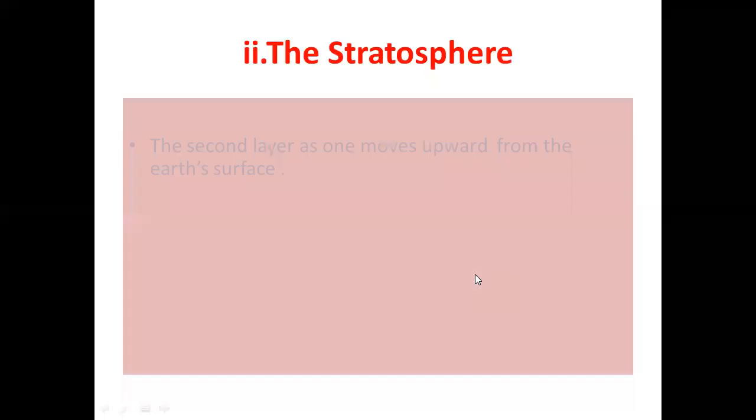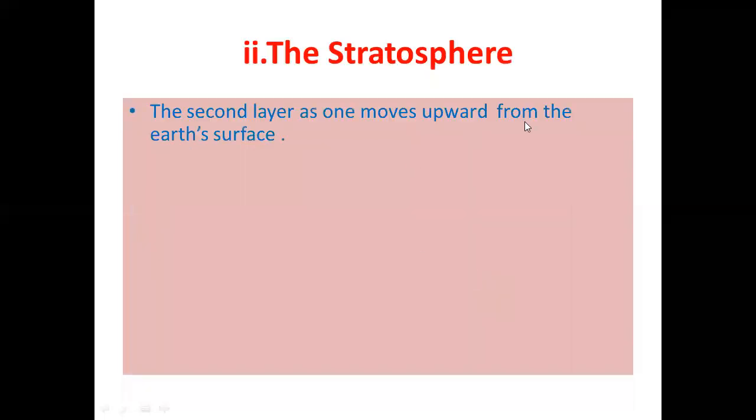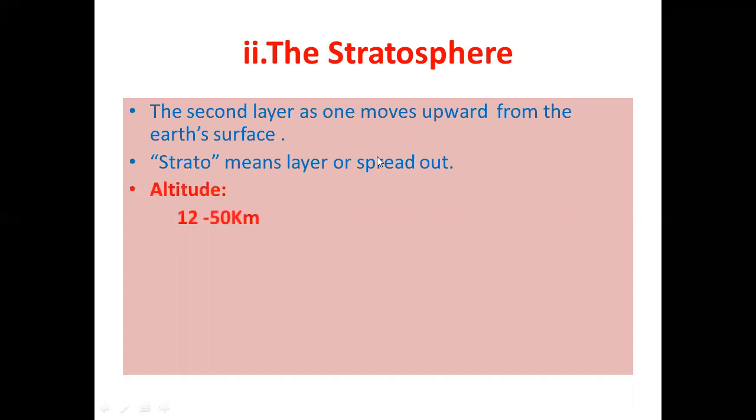The second layer is the stratosphere. The second layer, as one moves upward from the Earth's surface, is the stratosphere. Strato means layer or spread out, and the altitude of this layer is from 12 to 50 kilometers, because the troposphere is from 0 to 12 kilometers. After 12 kilometers till 50 kilometers is the second layer, that is the stratosphere.